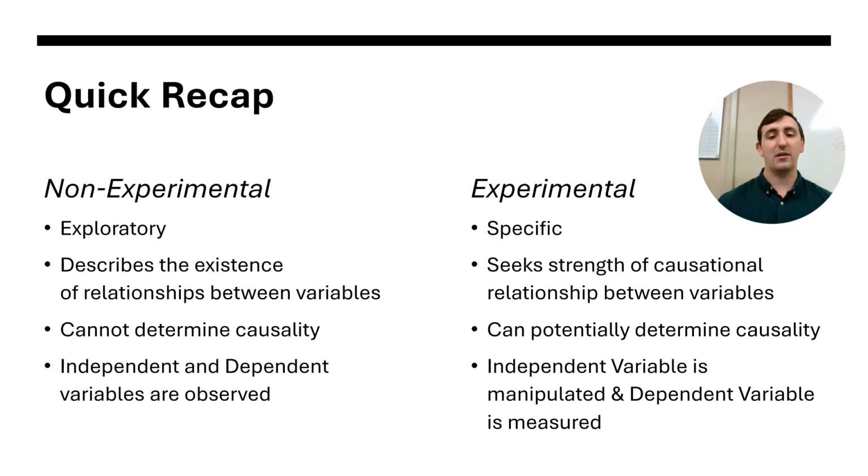And lastly, about experimental designs, the independent variable is actually manipulated. It's changed up and down to see what happens to the dependent variable. It's not just being measured, we're actually manipulating a variable.